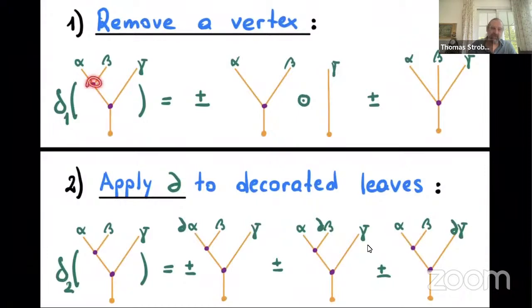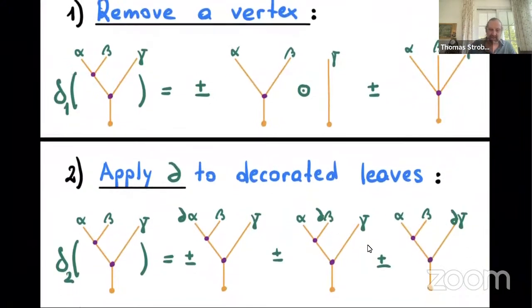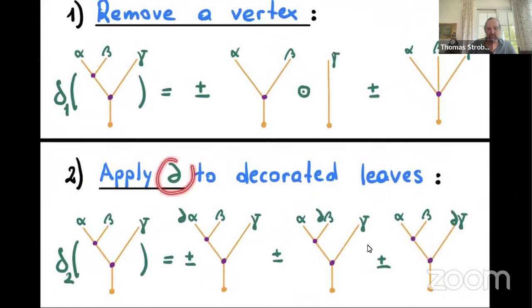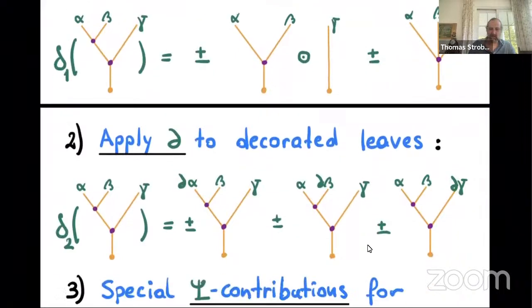And if I remove this vertex, actually removing it means fusing these two, so I arrive at this tree. There are always signs, and these signs can be defined with some paths in this tree and so on, but I don't want to go into this. There is a second part which uses the boundary map in the module, where you just apply this boundary map to each of the elements in the leaf, again with some signs I don't want to define here.